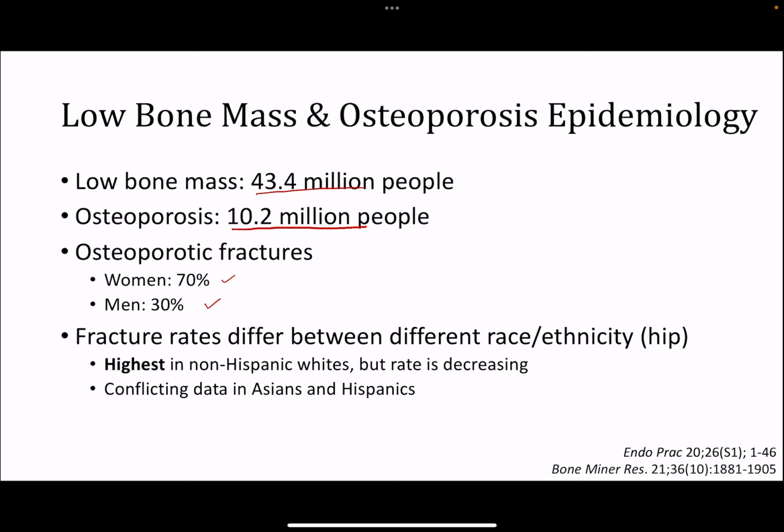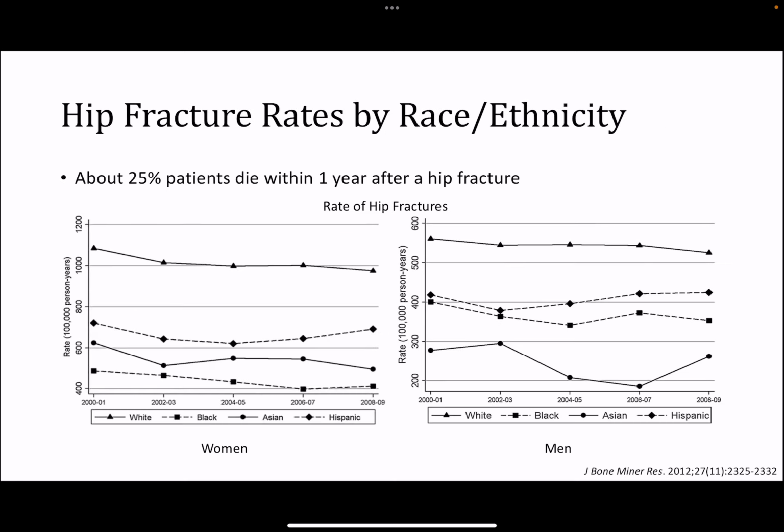They also differ between different races and ethnicities because of genetics. The highest is in non-Hispanic whites. Fortunately, the rate does seem to be decreasing because they're being adequately treated. And there's actually conflicting data right now in Asians and Hispanics. Hip fracture specifically has a high risk of mortality. Within 1 year, about 25% of patients will die.